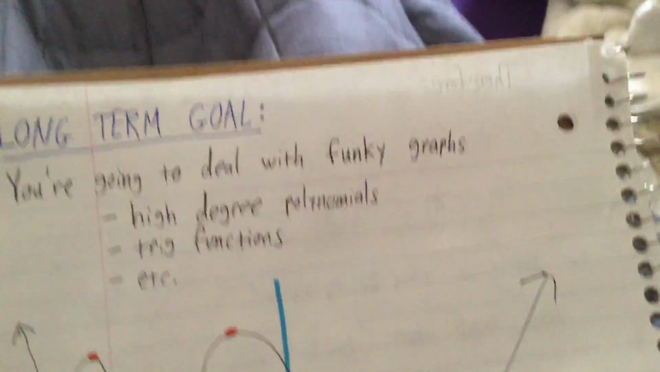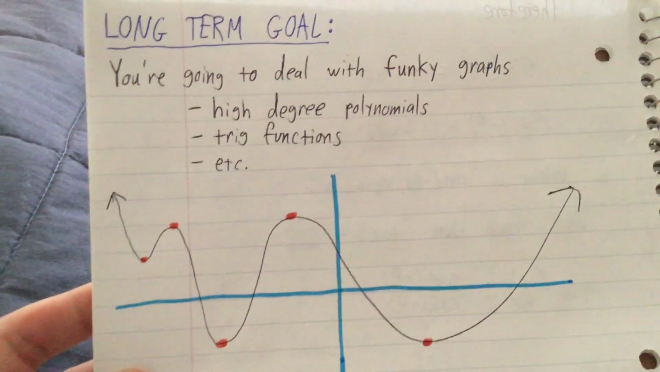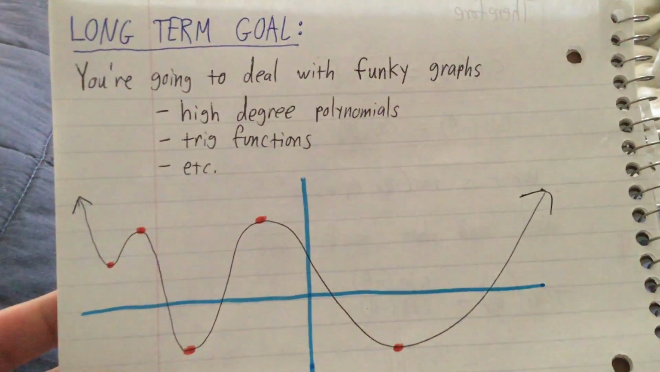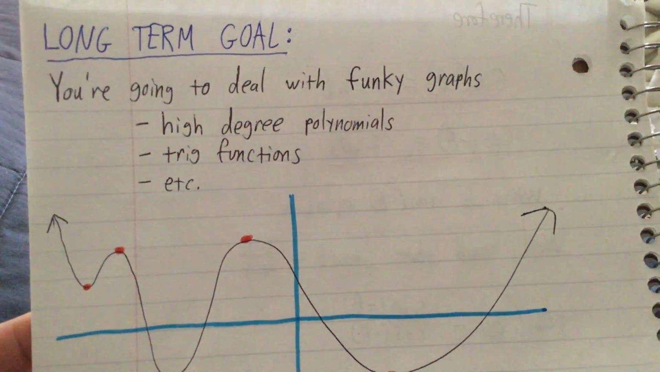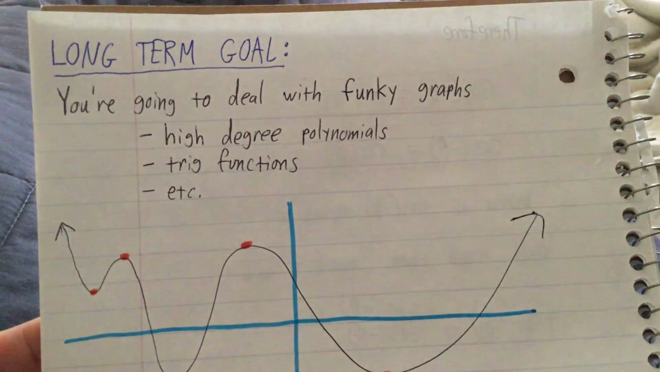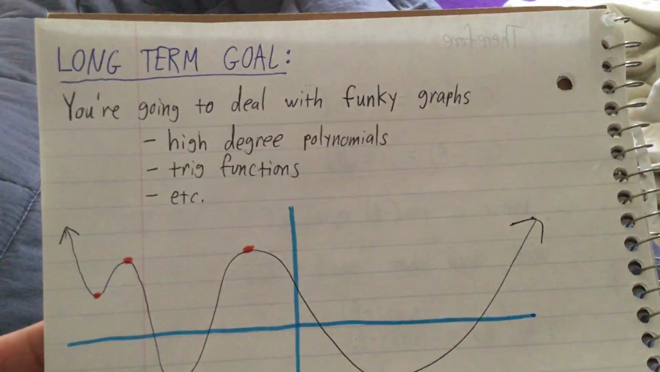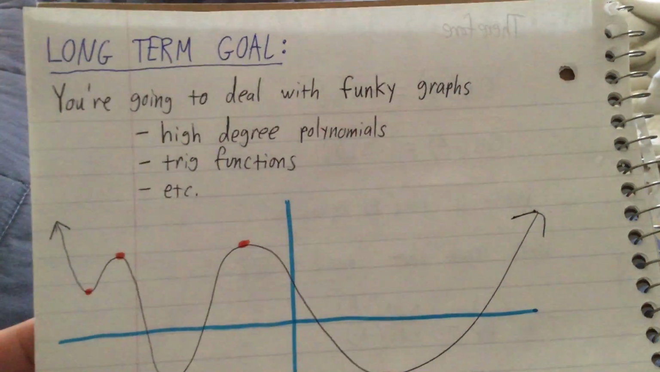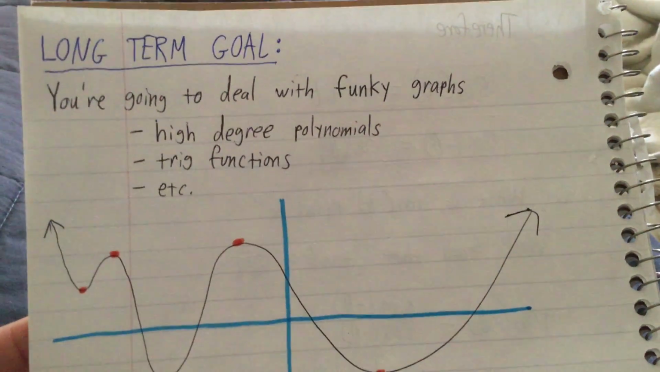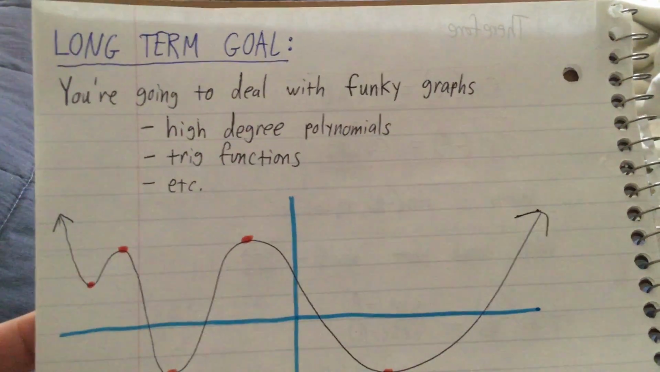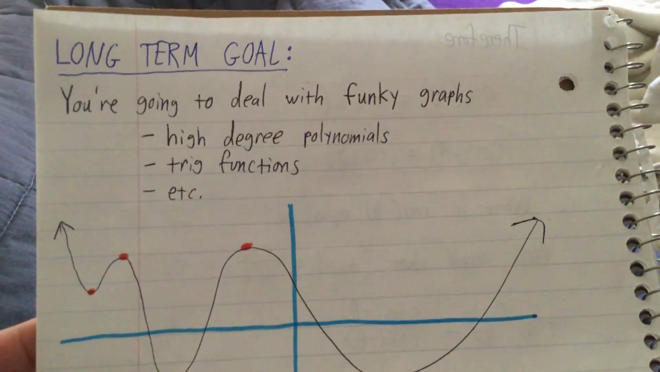So without further ado, that's trig. The long-term goal behind this lesson is you're going to deal with funky graphs. Yes, I said funky because I don't have that high of a vocabulary. You're going to deal with weird graphs. They're going to involve high-degree polynomials. You're going to get x cubed, x to the fourth, x to the fifth. You might get a fraction as an exponent. You might get trig functions. You might have to get a sine wave, cosine wave, tangent function. You might get some natural logs and so on and so forth.